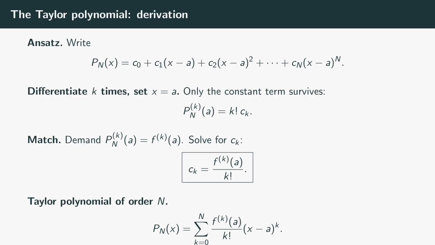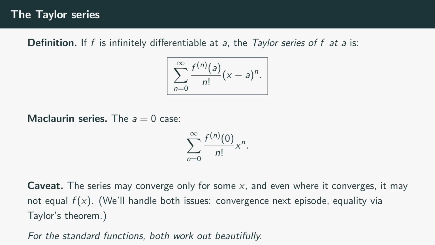Existence, this formula constructs it. Uniqueness, the matching conditions pin down every c sub k. There is no ambiguity. The polynomial is determined. Now take the limit as n approaches infinity. The Taylor series of a smooth function f at a is the infinite sum of the nth derivative of f at a over n factorial times the quantity x minus a to the n. That's the box. Memorize it.